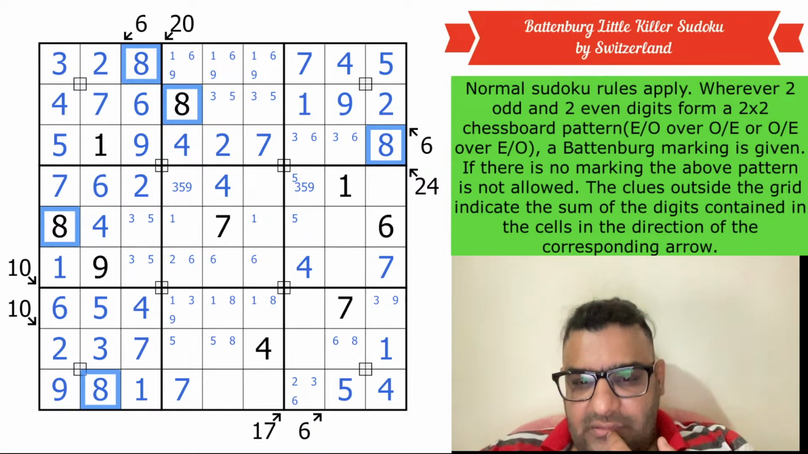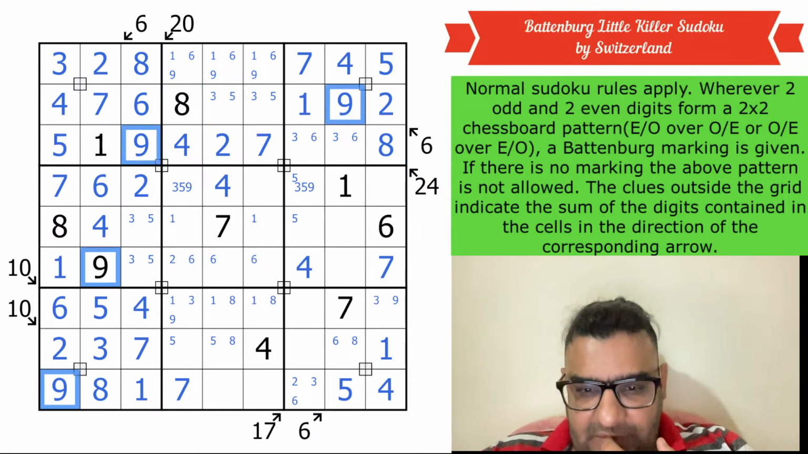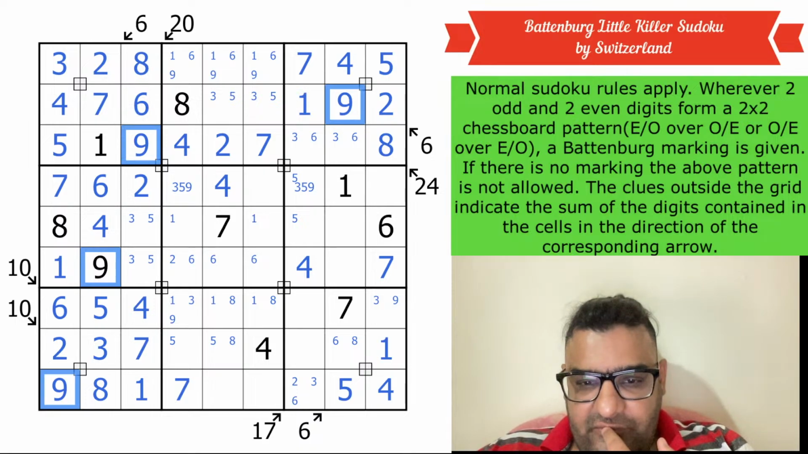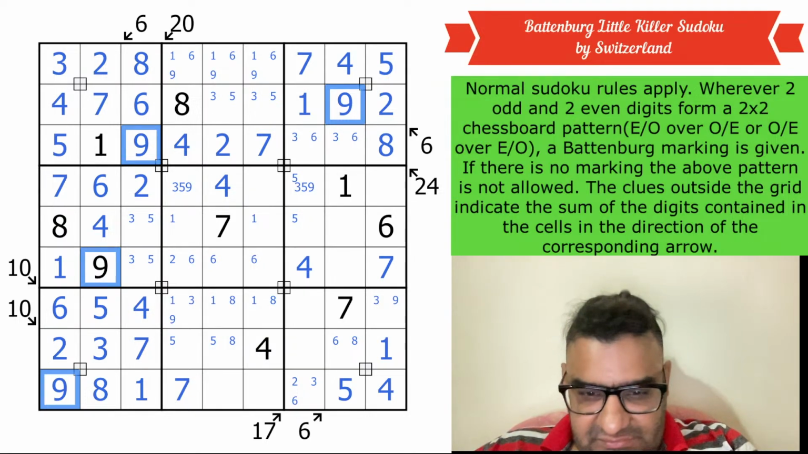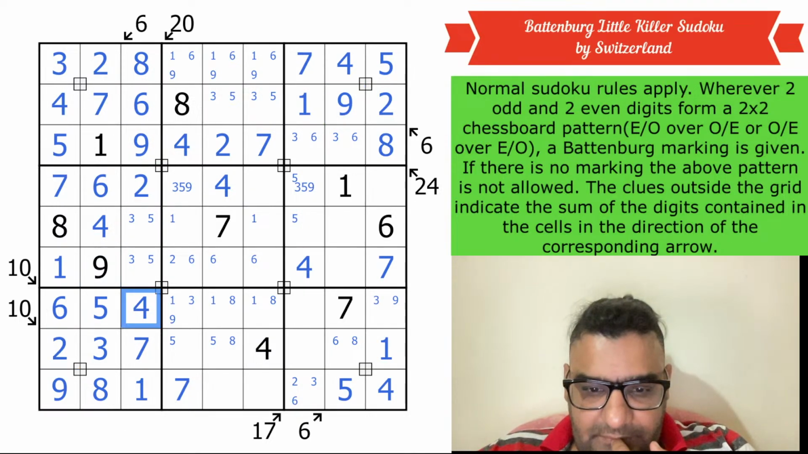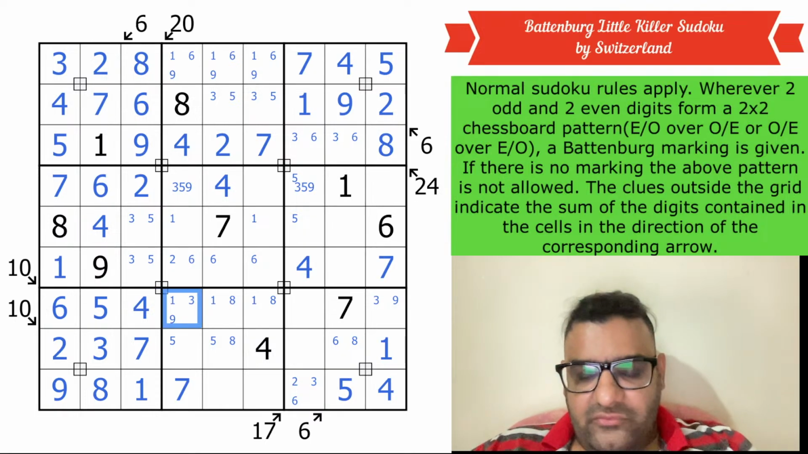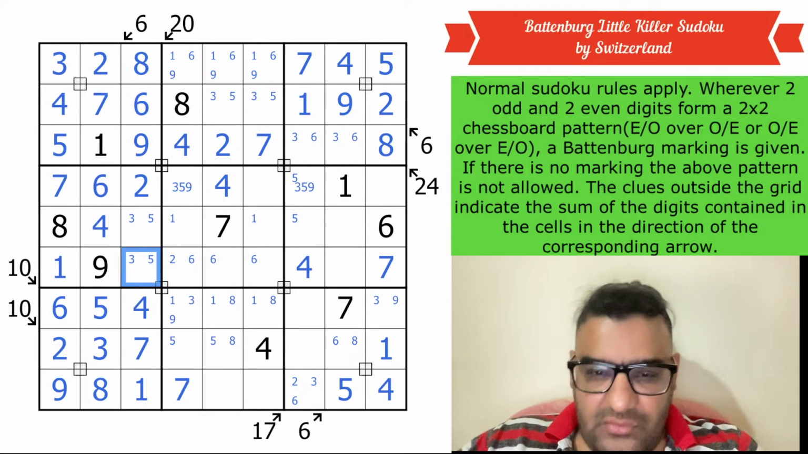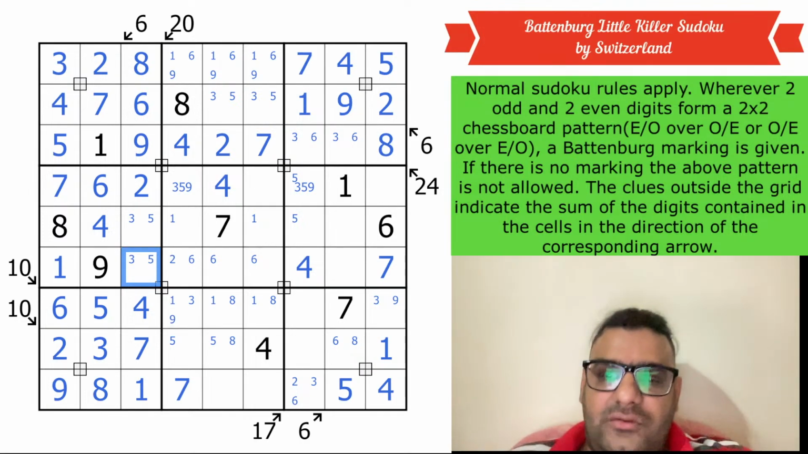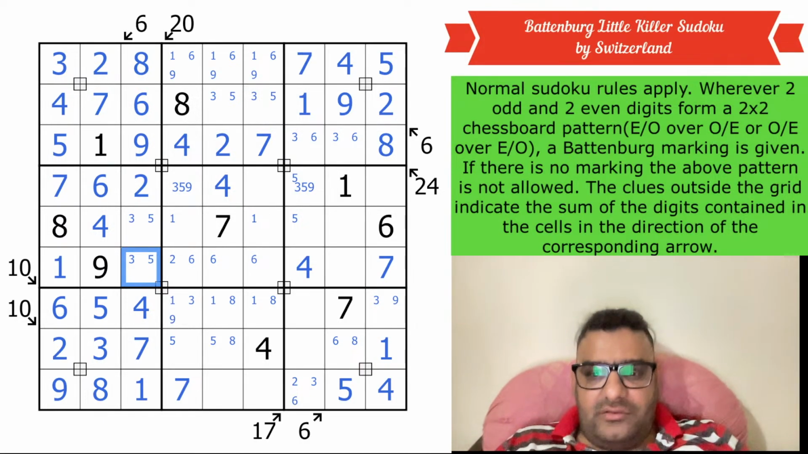No 4. Where can 9 go? 9 can go anywhere. Not in this 4. It is 139. It is 3 or 5. What can it be? Still confusing.